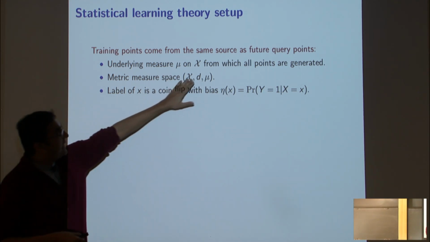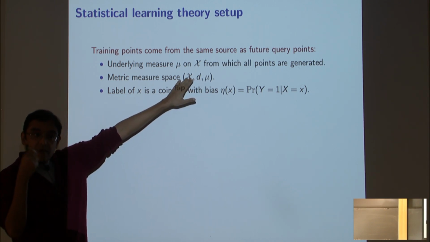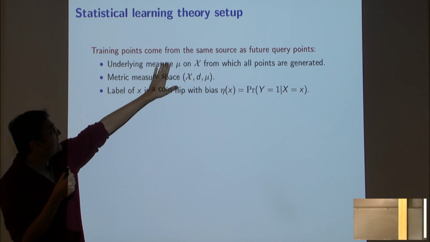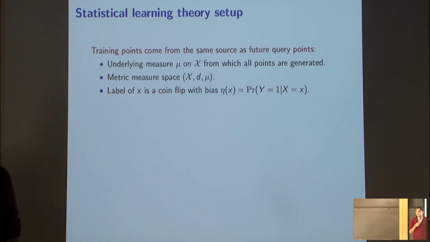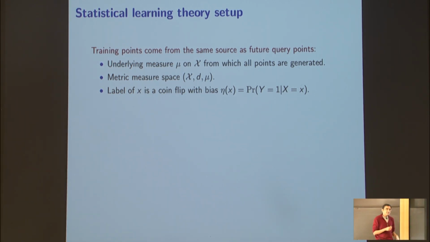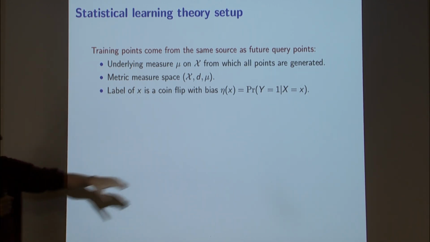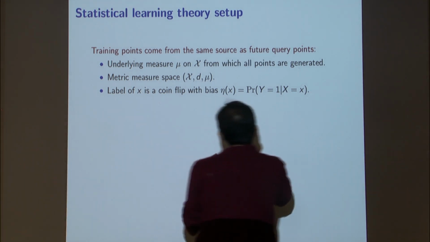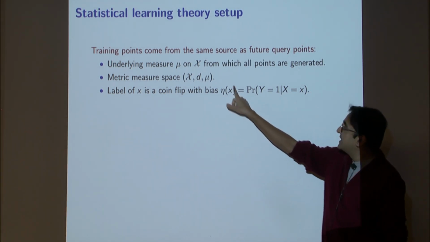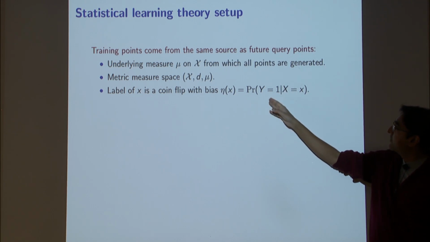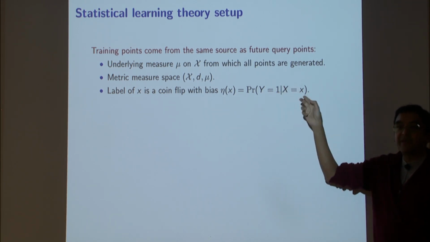So we have our metric space, where our points x lie, and now we're going to say that there's some probability measure on that space from which we're going to draw points. So that's the x's. What about the labels? Now each label is either 0 or 1. So conditional on x, we'll use the notation eta of x to denote the probability that the label is 1 given x.